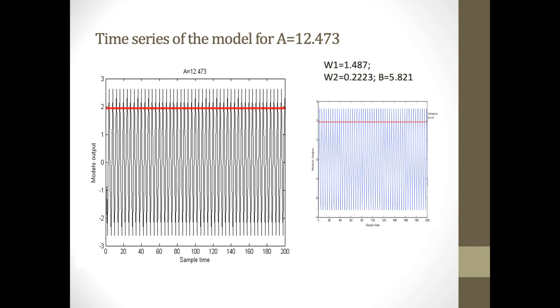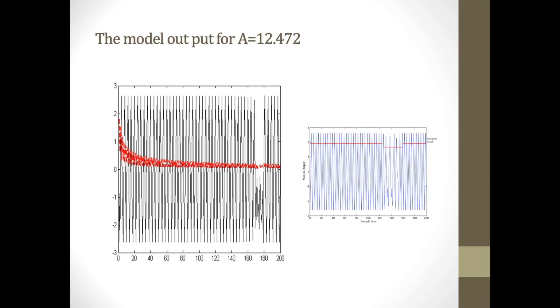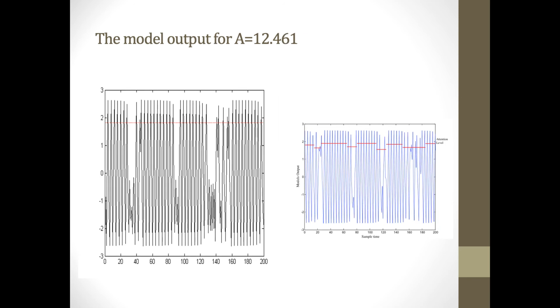The time series for A, meaning the inhibitory factor, is 12.47 in our simulation, which means if the inhibitory factor is below 12.47, the brain will remain in the periodic level. And as we can see, if we exceed this level, the intermittent behavior appears and the attention level fluctuates during irregular time frames.